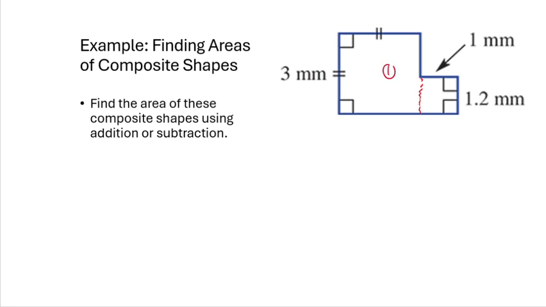Okay. So I'm going to name this shape 1, shape 2. So for shape 1, A is equal to L times. Let's have a look here.